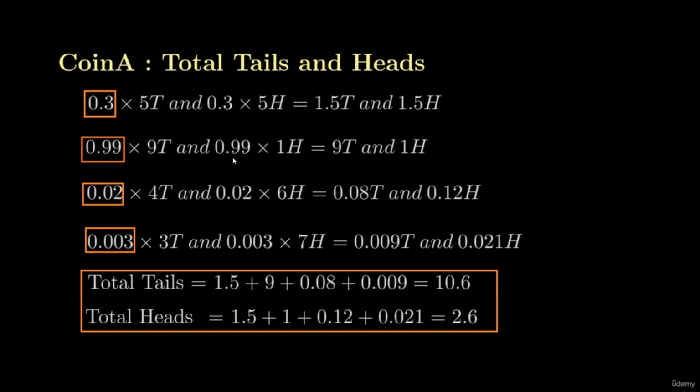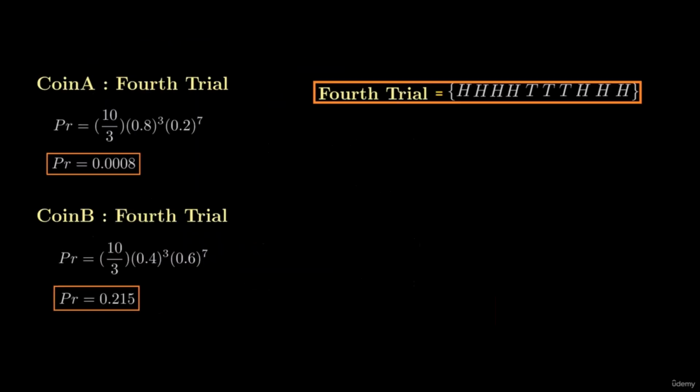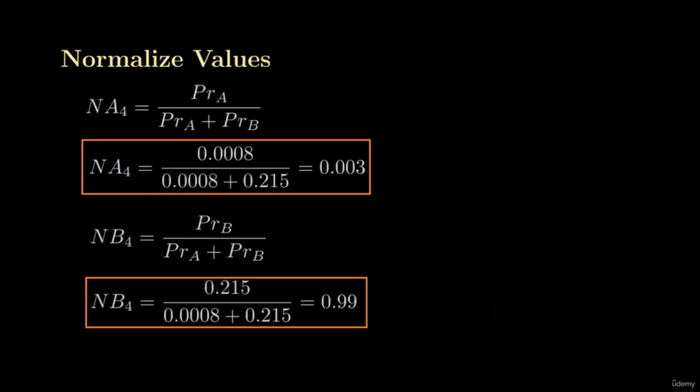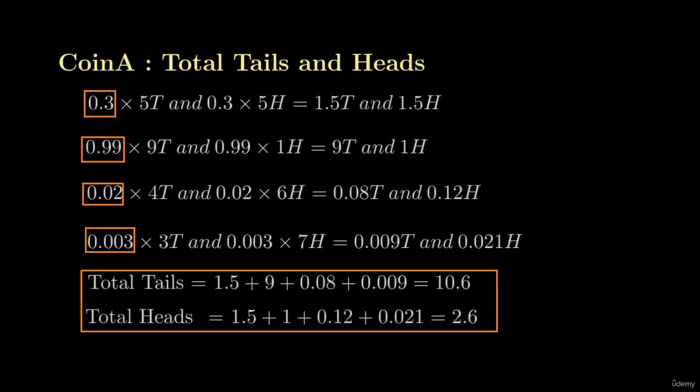Now, this was the fourth trial, and these are the normalized values. And now it's time to find the total tails and total heads from coin A and coin B using the normalized value in each trial.